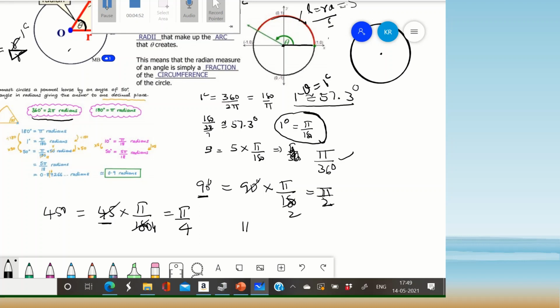Similarly, pi by 6 means 30 degrees. In this way, I can form the relation between radian measurement and degree measurement.